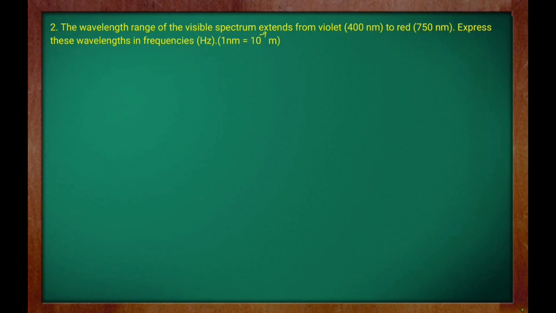Second question, the wavelength range of the visible spectrum extends from violet to red. Wavelength is given as 400 nanometer to 750 nanometer. Express these wavelengths in frequencies, in terms of hertz. They have also given 1 nanometer is 10 to the power minus 9 meter. So I can write the wavelength for violet light is 400 nanometer, which is equal to 400 into 10 to the power minus 9 meter. And the wavelength for red light is 750 nanometer, which is equal to 750 into 10 to the power minus 9 meter.